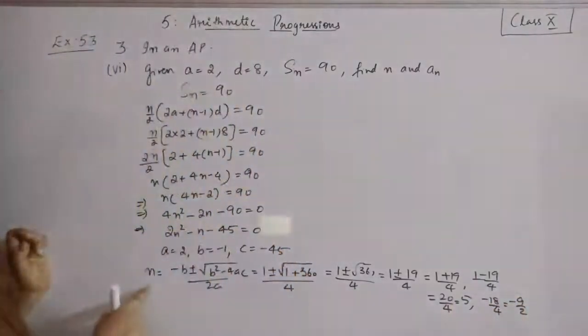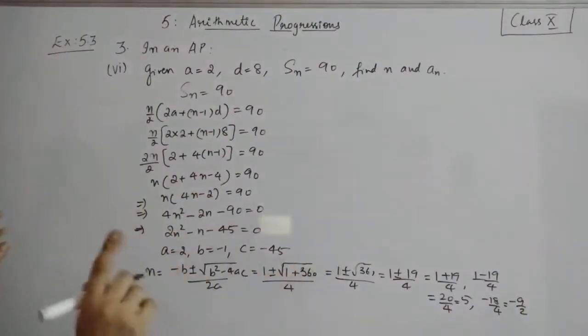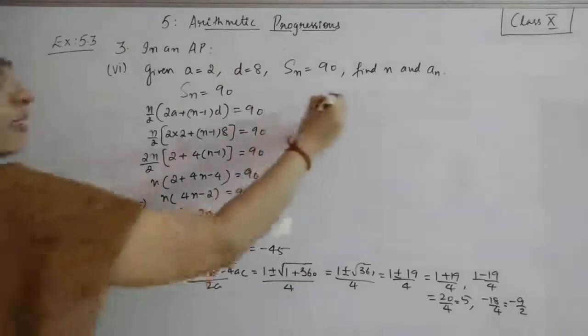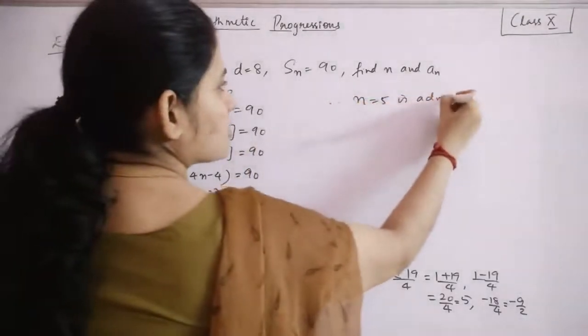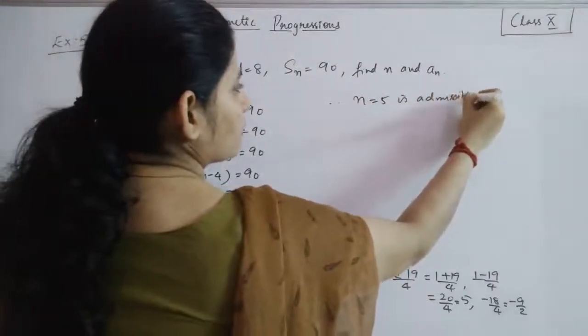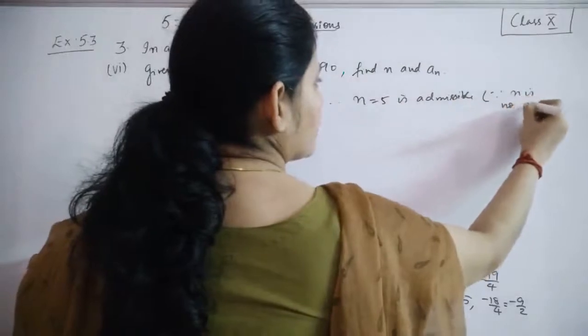Now what is n? N is the number of terms, so it cannot be a fraction. Therefore you will choose n as only 5. Therefore n equal to 5 is admissible since n is number of terms.